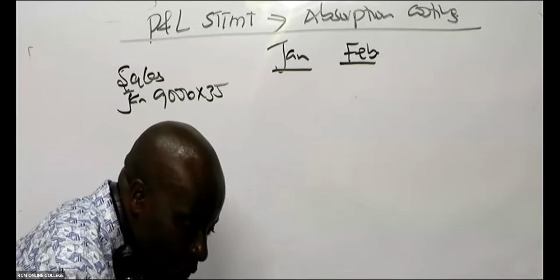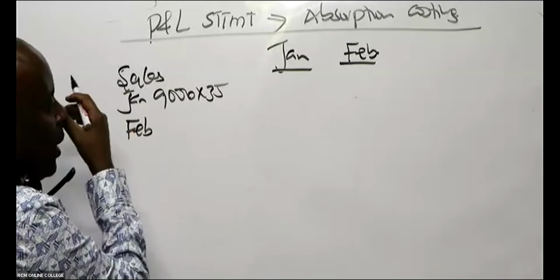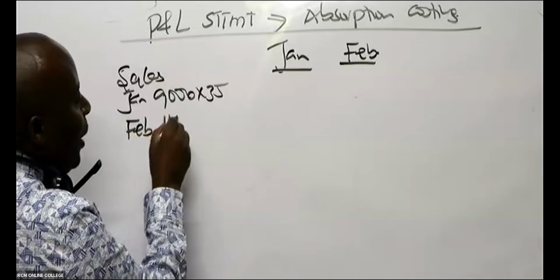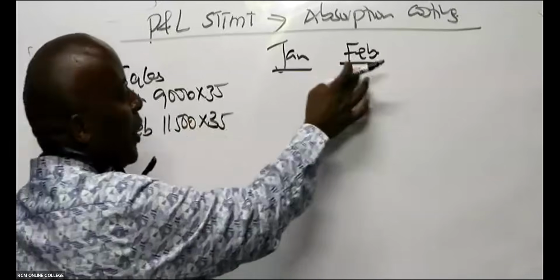In this case here, we have January, and then we have February. So February is how much here, somebody? 11,500 times 35 selling price. Can you kindly give me these figures?